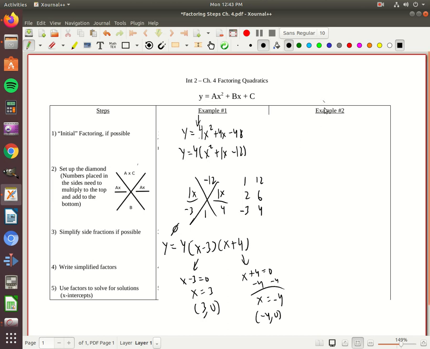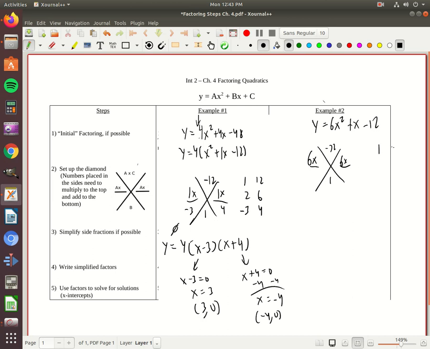We have y equals 6x squared plus x minus 12. So what we'll do here is we will go ahead and do the initial factoring. There's no number I can take out of 6, 1, and 12, so I can't do step 1. So I'll go straight to my diamond. A times C is negative 72, B is 1, and I'm going to put 6x on the side. Again, because it's ax on top, right? ax on top.